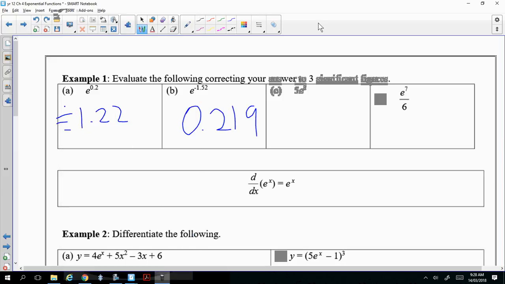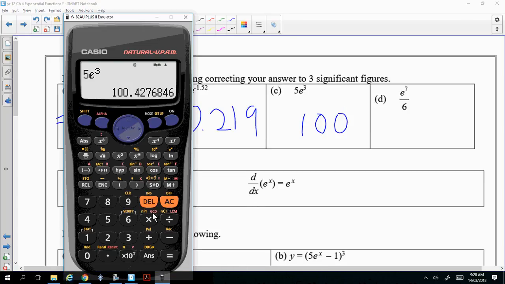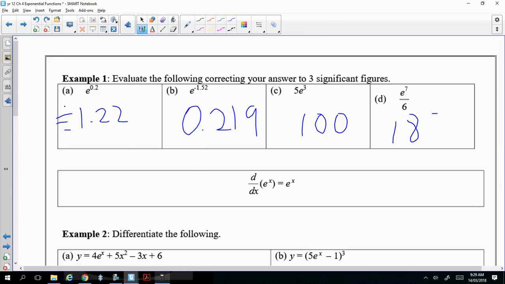And then the next one is a fraction. Shift ln 7 over 6. You get 183. All right, any question? 183. All right, so we just differentiate it at the exponential. It's equal to itself, isn't it? Differentiate exponential is equal to itself.